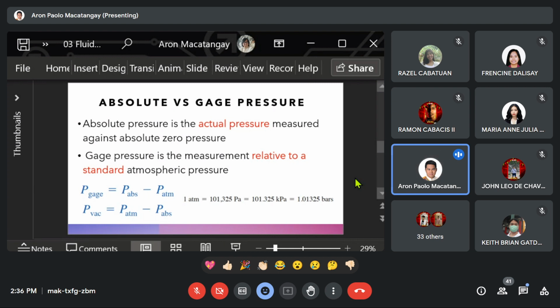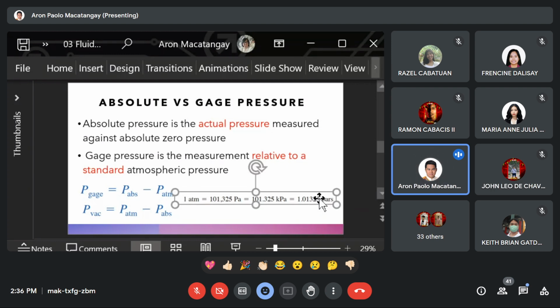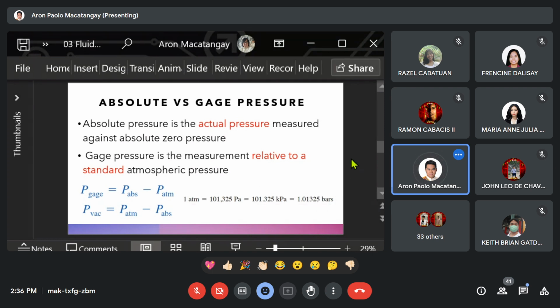Gauge pressure naman is measurement pero relative to a standard atmospheric pressure. And that standard atmospheric pressure is usually 1 atm or 101,325 Pascal or 101.325 kilopascal or 1.01325 bars. No? But of course, there are some problems who would define a different standard or different reference pressure for your gauge pressure. So always read the problem kung meron siyang sinet. But basically, before you solve anything, you have to convert your pressures into absolute pressures.